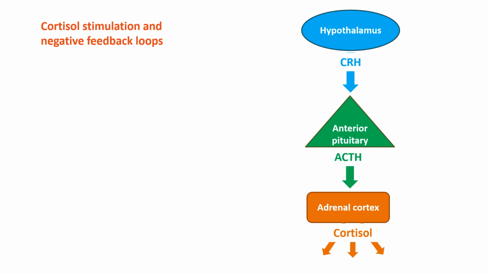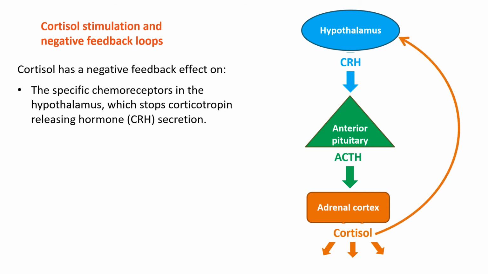Cortisol only has, well, 3. 2 long loops and 1 ultra short. So, of course, CRH, our corticotropin releasing hormone, stimulates the anterior pituitary to release adrenocorticotropic hormone, ACTH, which stimulates the adrenal cortex to release cortisol.